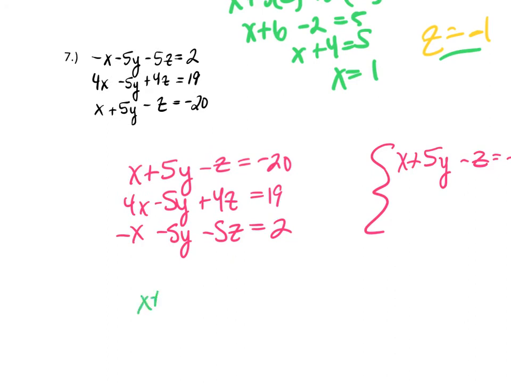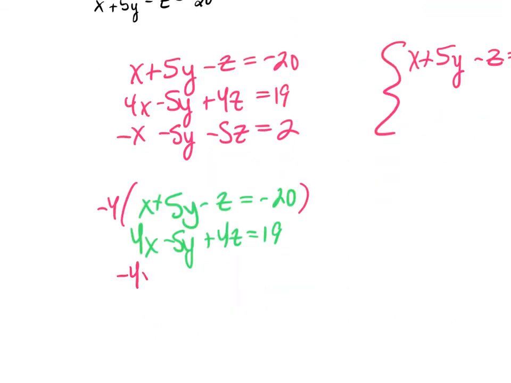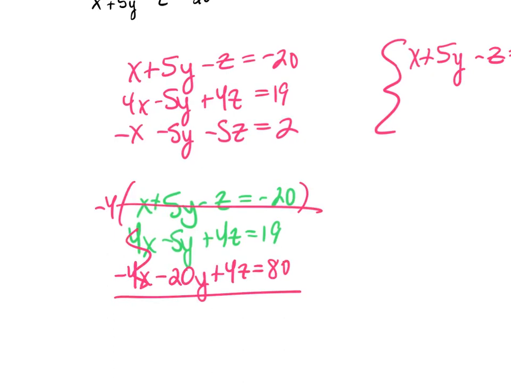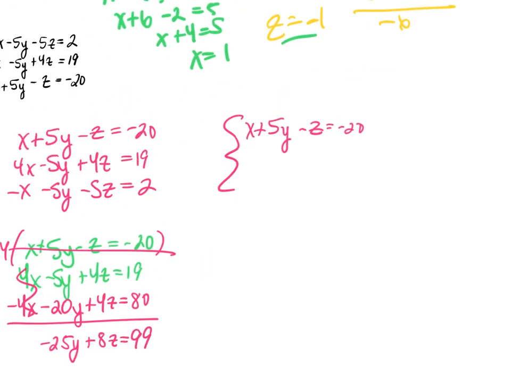So now we'll take first and second. So we have x plus 5y minus z equals negative 20, and 4x minus 5y plus 4z equals 19. So multiply the top by negative 4. Negative 4x minus 20y plus 4z equals 80. So we have negative 25y plus 8z equals 99. So that's my second equation.